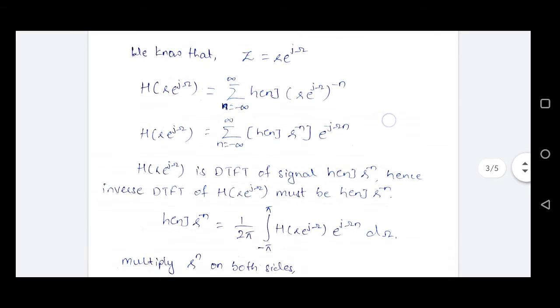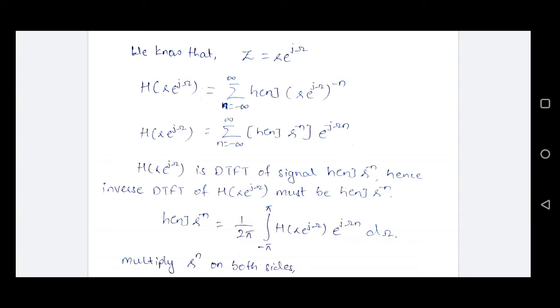So we know that in Z transform, z is defined as r e to the power j omega. Now we'll use this expression in the transfer function to obtain the inverse Z transform. So using r e to the power j omega in place of z in the transfer function, we can rewrite it as H(r e to the power j omega) equals summation n from minus infinity to plus infinity h of n (r e to the power j omega) to the power minus n.